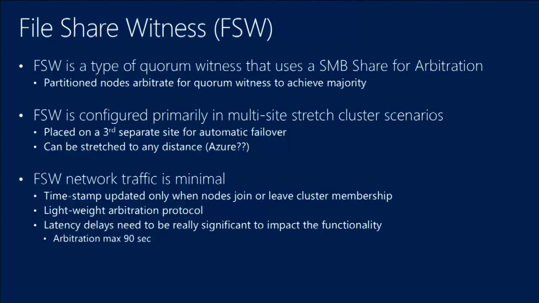In terms of network usage, the only time cluster uses the file share witness, or does any network path or network I/O to the file share witness, is when nodes join the cluster or nodes leave the cluster membership. That's when the file share witness gets updated. So on a running cluster, which is steady, no updates happen on the file share witness. So there are no big configuration steps necessary for the file share witness, and that's something I really wanted to call out.